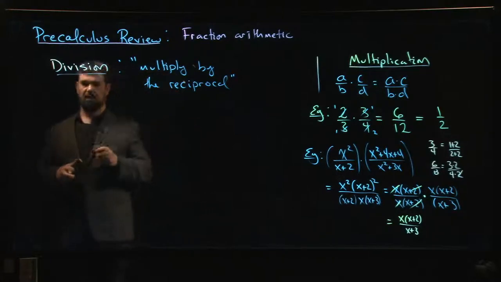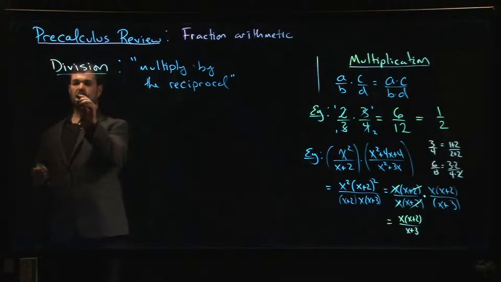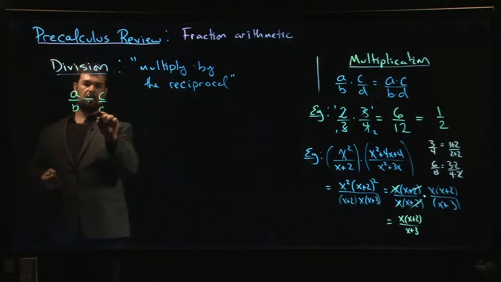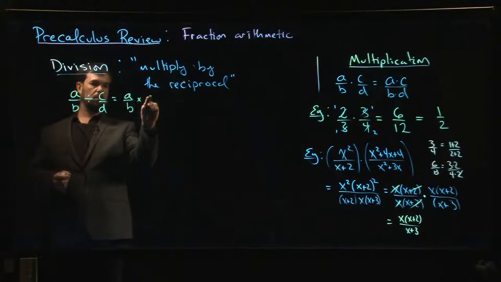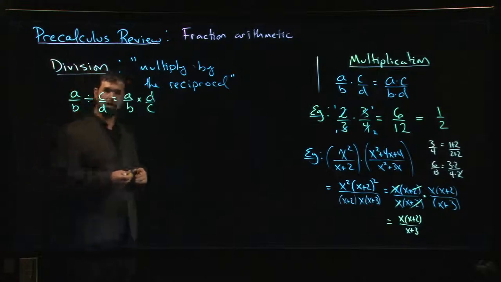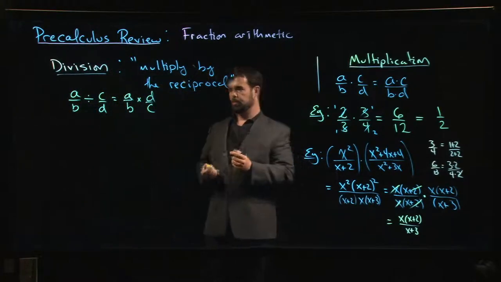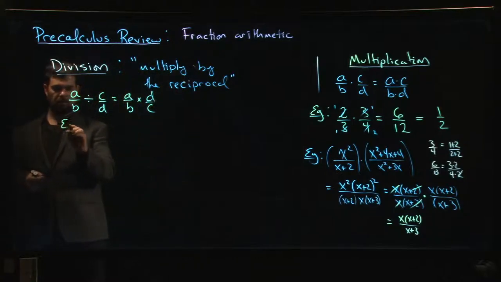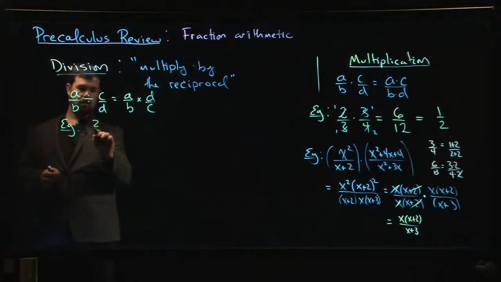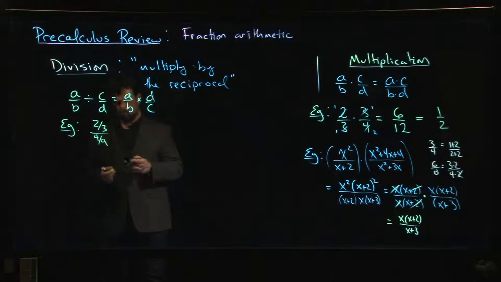So if you're giving a formula, and again, I'm questioning whether we really should, but here we go. A over B divided by C over D. You flip the second, and you multiply. Okay. That's the rule. So for example, if I was going to do something like 2/3 and I wanted to divide by, let's say, I don't know, 4/9. Okay. How do we do that?